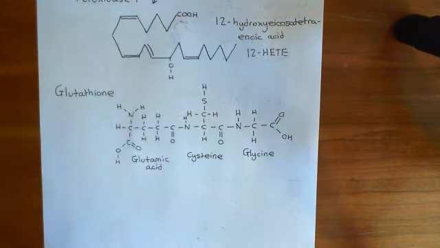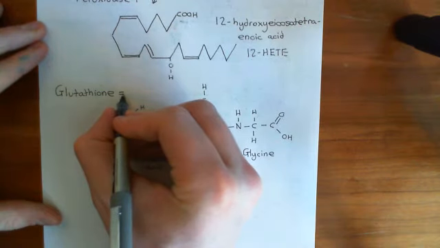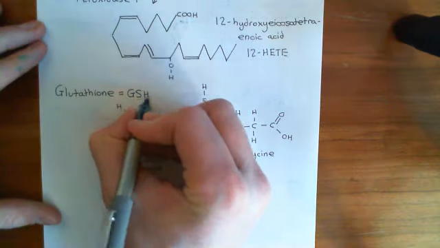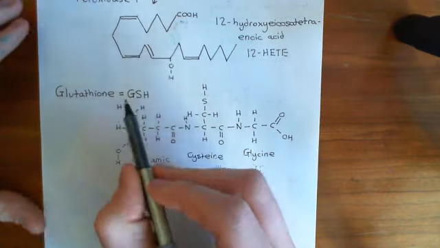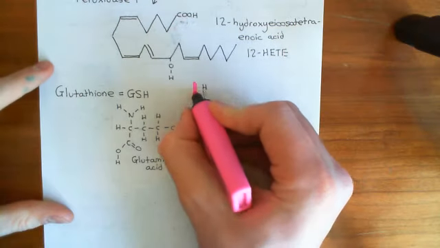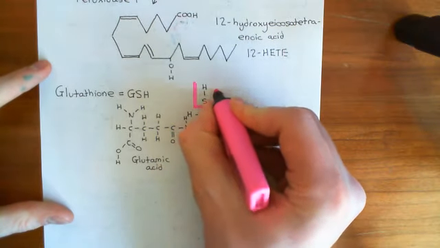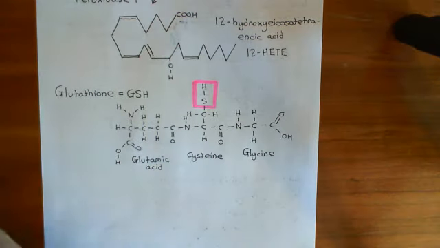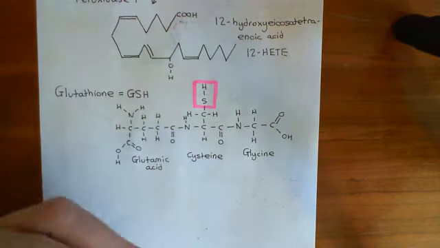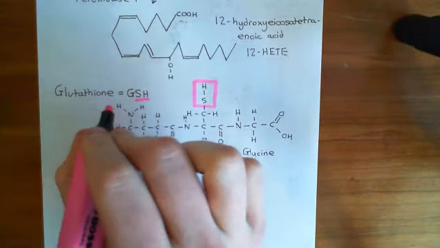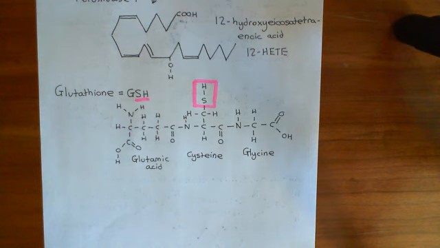So this is the structure now of glutathione, and for short, glutathione is abbreviated to GSH. Now, why is it abbreviated to that? Well, the only important thing to understand about this glutathione is that it has this thiol group. That's the important thing. This basically shows the thiol group. The SH is for the thiol group. So the G is for gluta, and then the SH is just the thiol group.